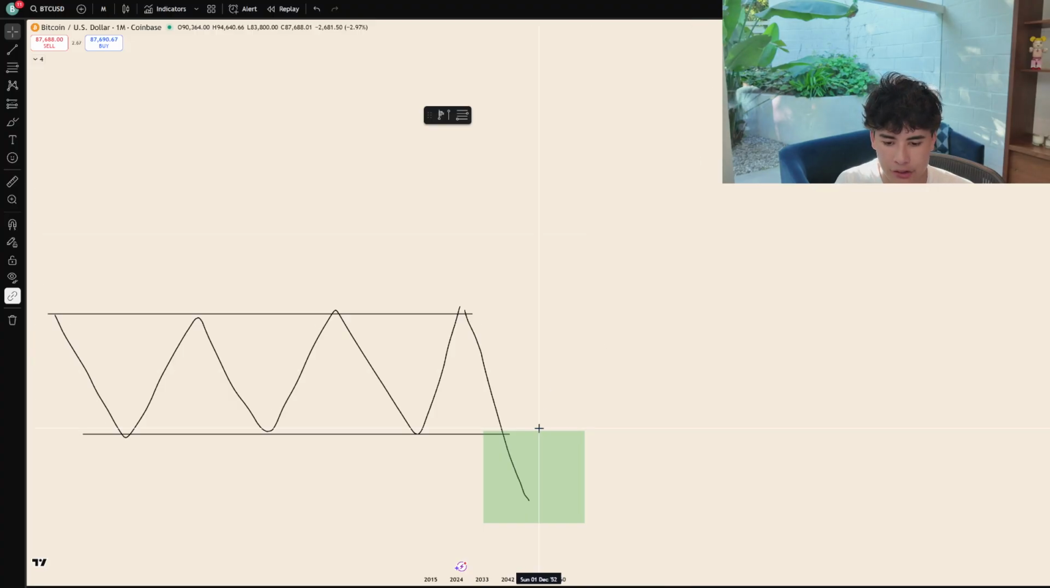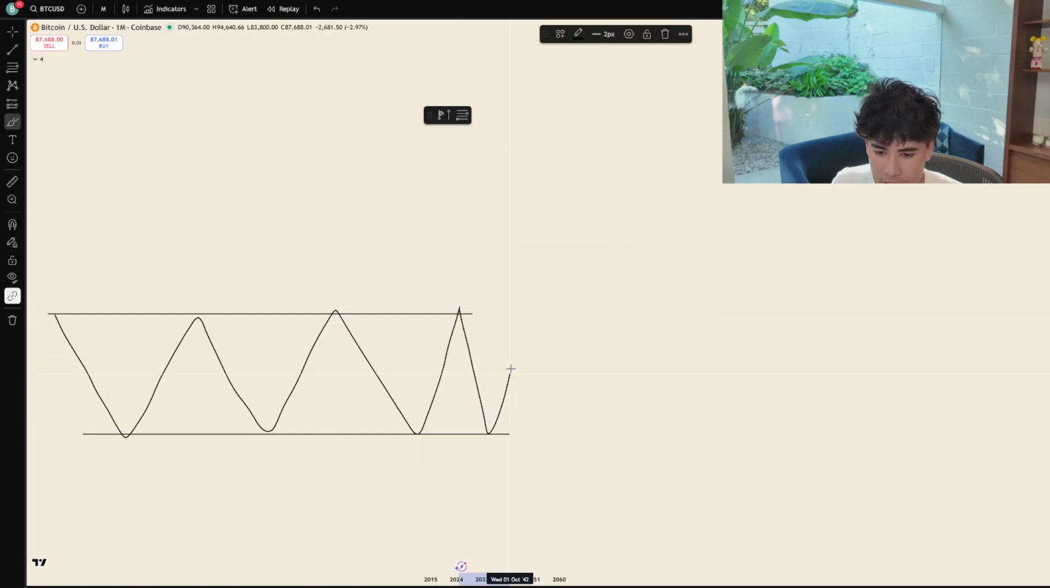Let's look at how a bearish example of this would be. So instead of breaching the range low, we would breach the range high.